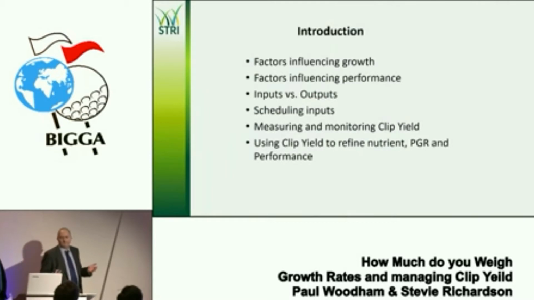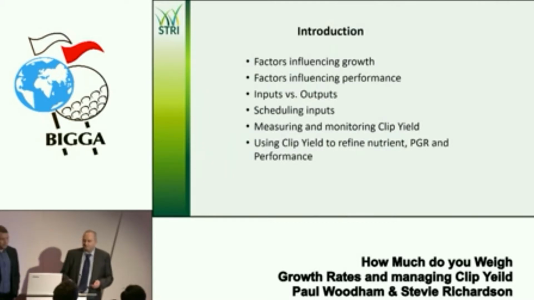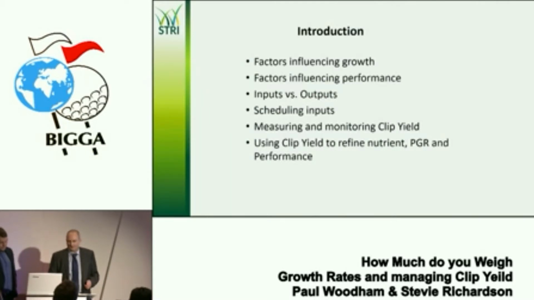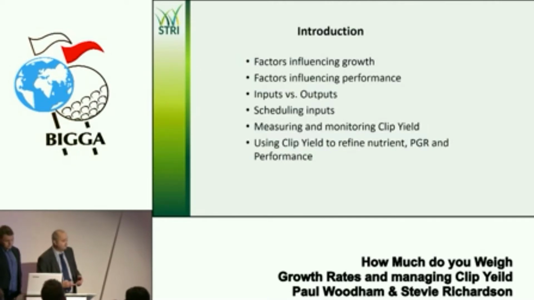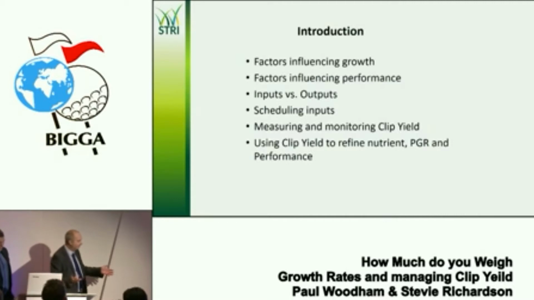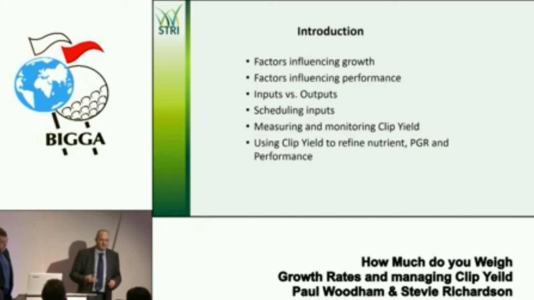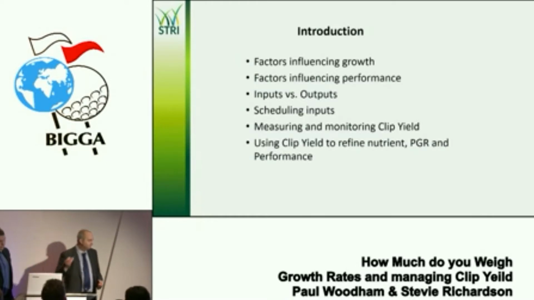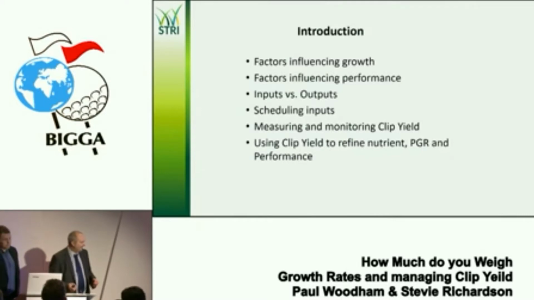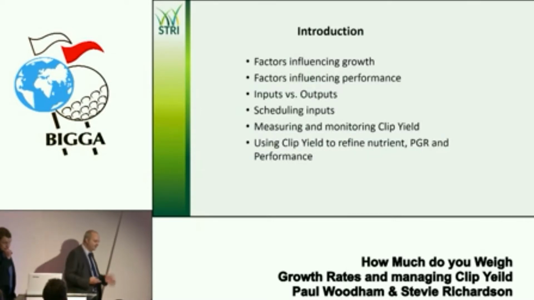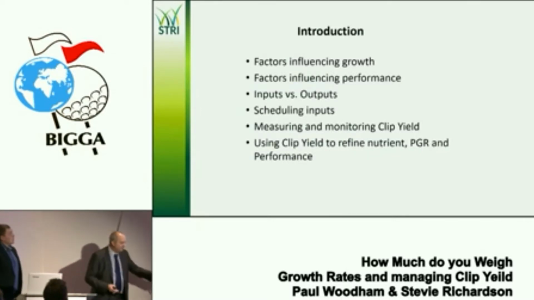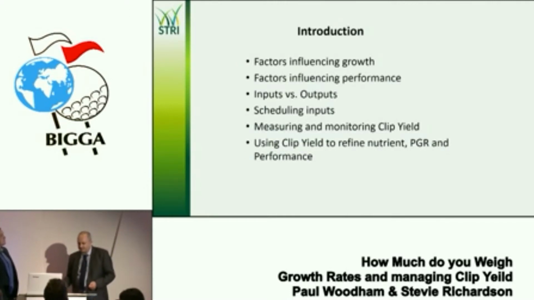So we're going to look at factors influencing growth, the factors that influence performance, how inputs affect the outputs performance-wise, or what you're growing. And scheduling inputs will obviously affect those. The process of measuring and monitoring clip yield, and how we can use that information to maybe refine performance, maybe scheduling nutrient applications, plant growth regulations, etc.